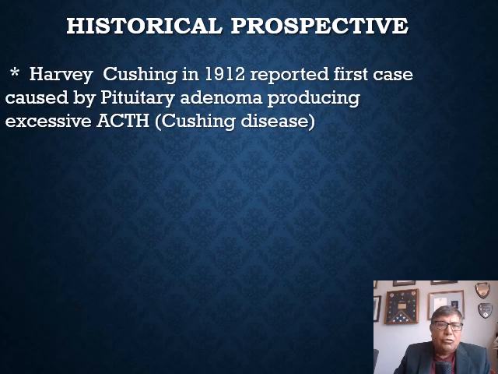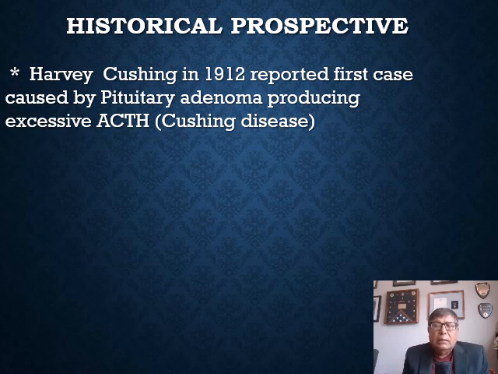So let's go to the historical perspective. Dr. Harvey Cushing in 1912 reported the first case of Cushing disease, though people use syndrome and disease interchangeably, and that condition was caused by a pituitary adenoma producing excessive ACTH. So that is Cushing disease: when cortisol is being produced in response to ACTH coming from the anterior pituitary gland, that's your Cushing disease.